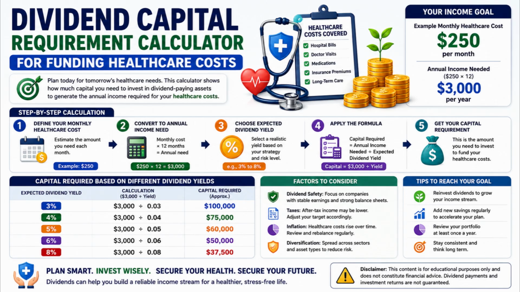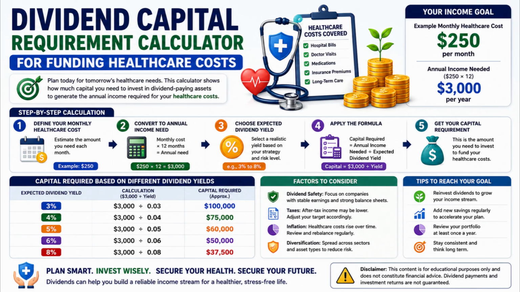Additionally, reinvesting dividends can help the portfolio grow faster when the healthcare income is not yet needed. Reinvested dividends purchase more shares, which may generate additional income in the future. Regular savings can also improve the plan. By adding new capital consistently, investors may reach the required portfolio amount sooner and avoid depending entirely on investment returns.